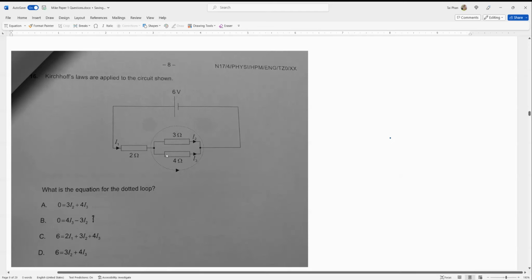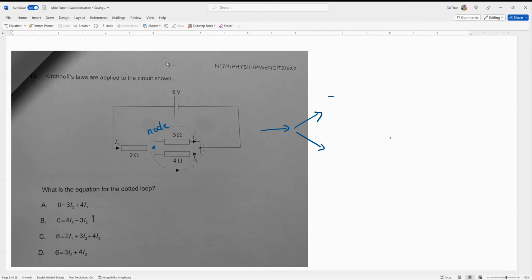Kirchhoff's law applies to the circuit, with an equation for the dotted loop. The current I1 getting into this node, this point is called a node, will split into two components, I2 on the top and I3 at the bottom. So we basically have the equation I1 equal to I2 plus I3. This is Kirchhoff's first law.